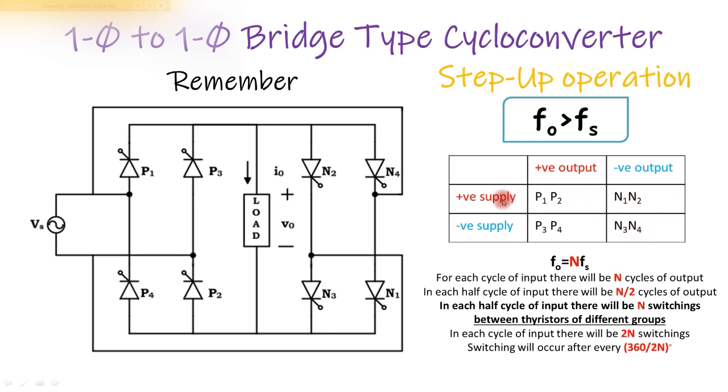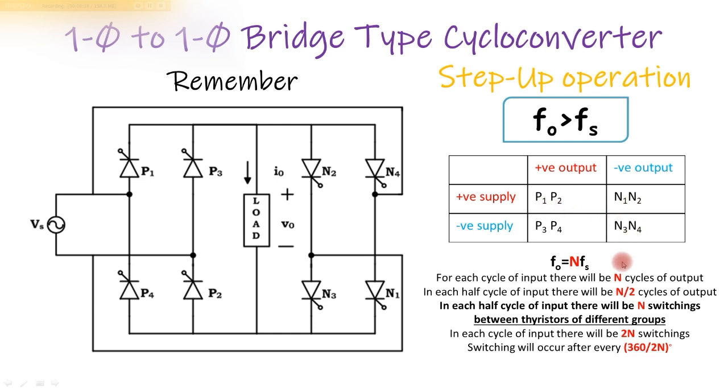When positive supply is available and positive output is required, P1 and P2 are fired. For negative output, N1 and N2 are fired. When negative supply is available, for positive output, P3 and P4 are fired, and for negative output, N3 and N4 are fired. So we have a very good knowledge of which set of thyristors must be fired to obtain a particular output for the availability of a particular supply.